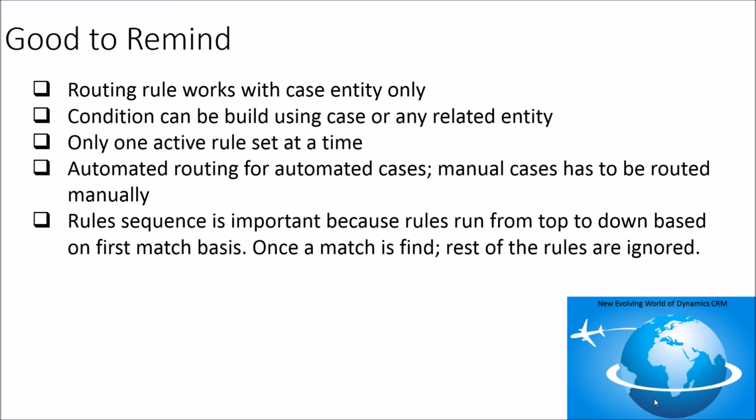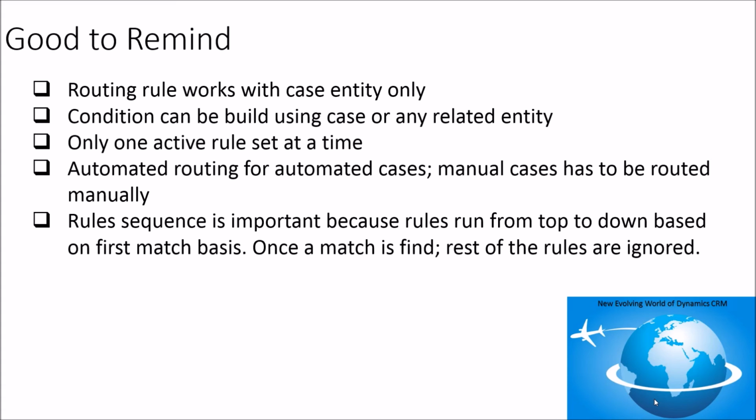Now, when you're building the condition for routing the case to a queue, a user, or team, you can use the attributes from the case itself or attributes from any of the related entities. So you can have a condition like if my customer is a premium customer, then route it here. That kind of thing you can build. There could be only one active rule set at a time. So if you define two different rule sets and you make one active, the other becomes inactive. You can't have two active at the same time, just to make sure that only that rule set is applied.